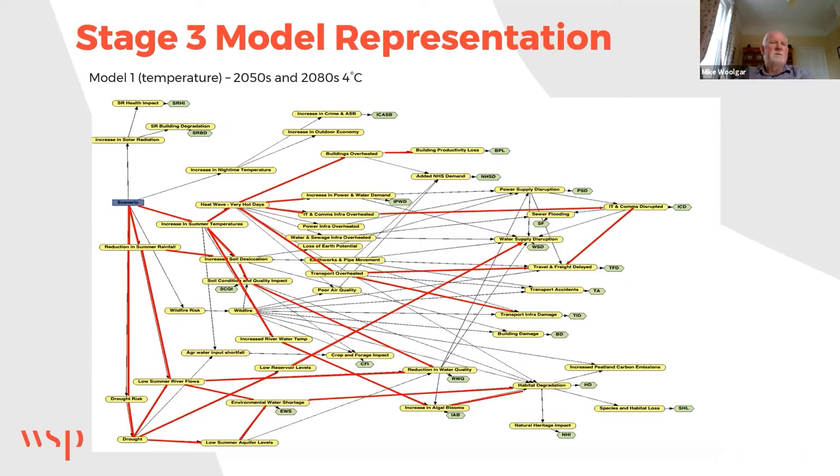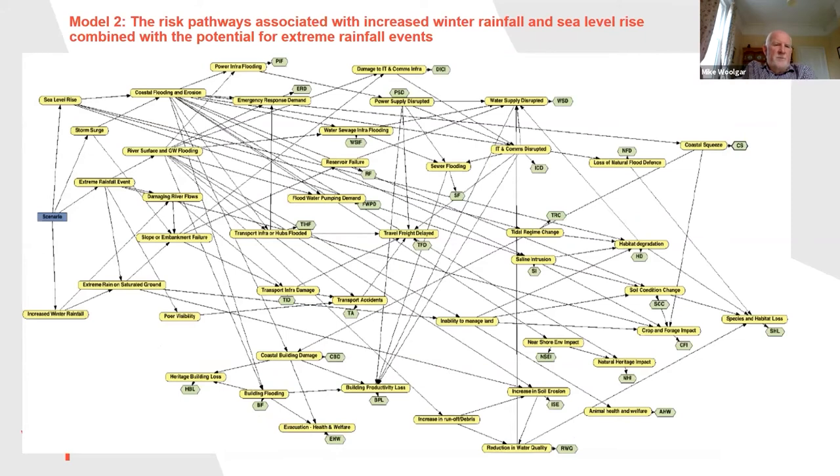And the second main model shows, for example, on the left-hand side, an extreme rainfall event, which can lead to river or surface groundwater flooding, or damaging river flows, or extreme rain on saturated ground, as was mentioned by Lancaster. And these cascade forward into things like reservoir failure, sewage and water entering infrastructure, sewer flooding, travel delays, etc. And these are all worked through on the system in order to calculate a relative change of overall risk magnitude.